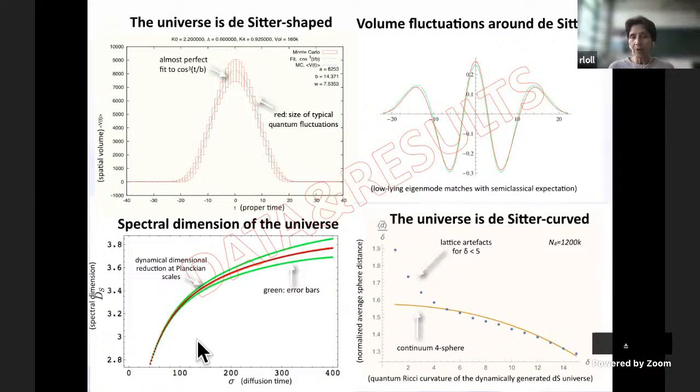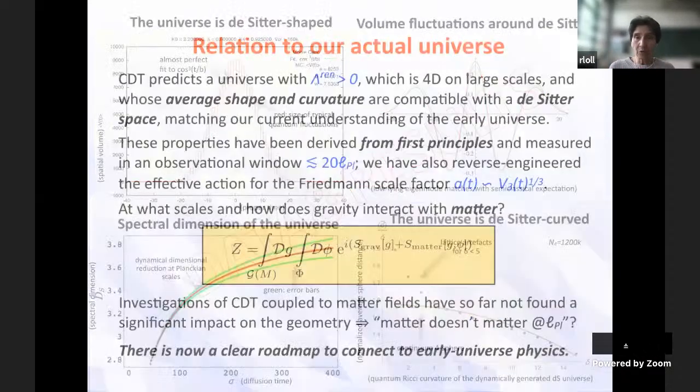Here is the spectral dimension of the universe, which we are monitoring as a function of diffusion time. And here we see that it asymptotes to 4, the classical value, for large times. But when we come to smaller times, there is this dimensional reduction that takes place. And here is something that maps the average Ricci curvature of our crazy quantum universe to that of a four-dimensional round sphere, which is the Euclidean version of the de Sitter space, and shows that there is some match there. So again, just to give you a flavor.